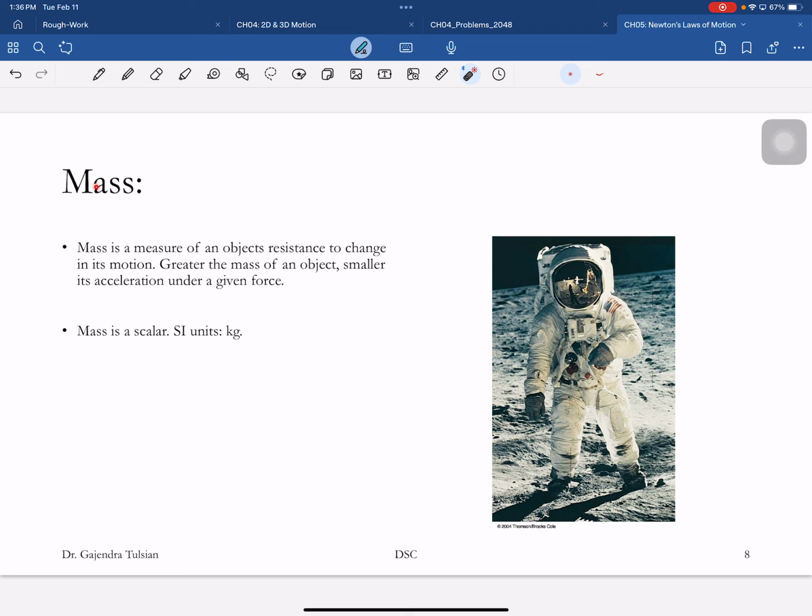Mass is just how much stuff there is in an object. The weight of the object is how hard the Earth is pulling it. So for instance, the astronaut's mass is the same here on Earth and on the moon, but his weight on the Earth is 6 times greater. The SI unit of mass is kilograms.